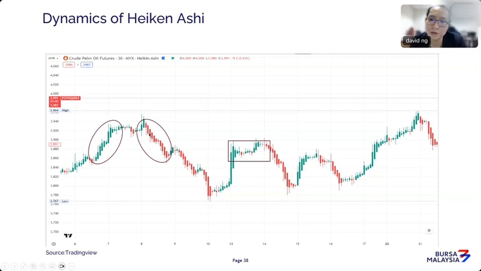Now, vice versa, you start to see red candles, and the body is very white. That tells you that generally the market is on a downtrend. So these are the periods where you should be careful. You should be trying to short the market, because the trend is turning down on the downside.